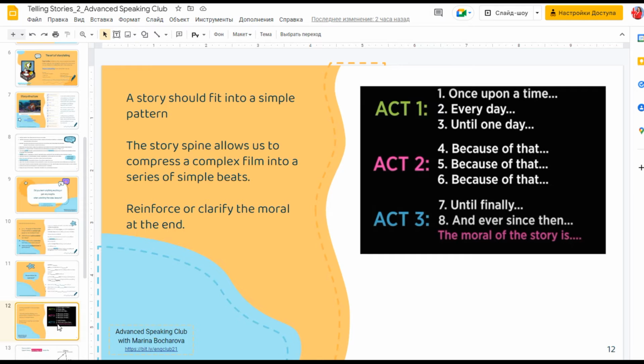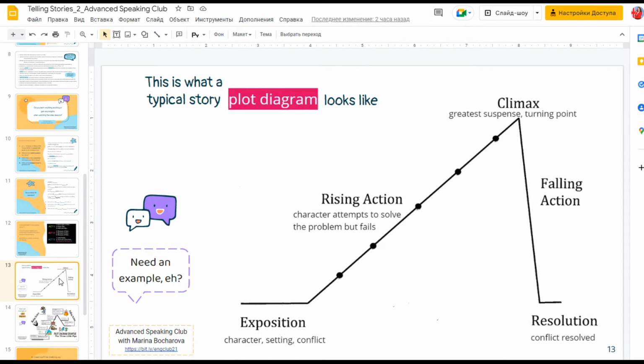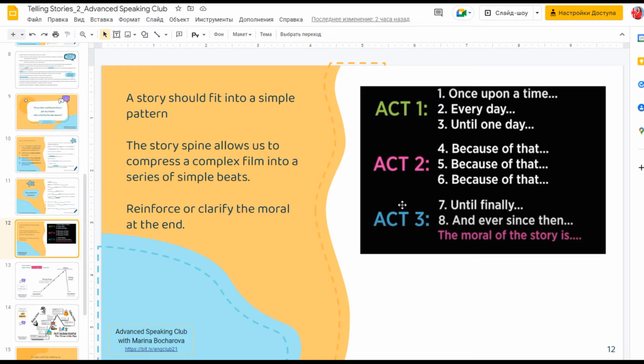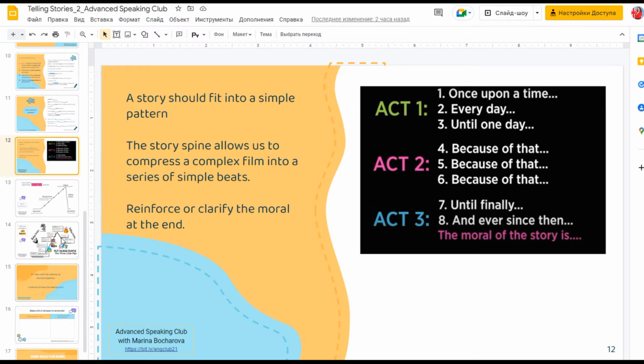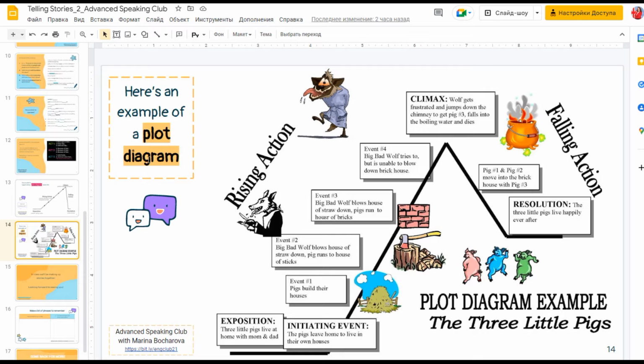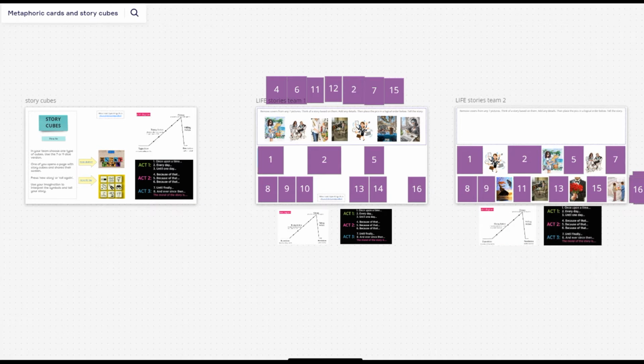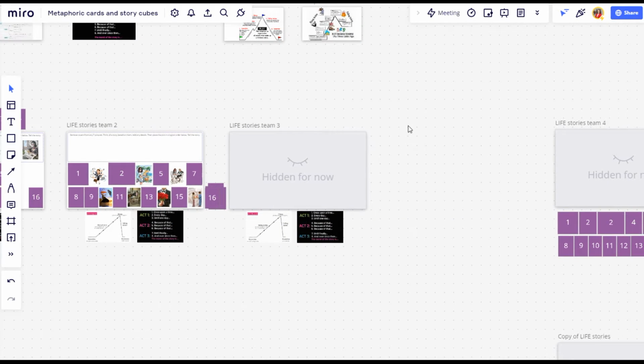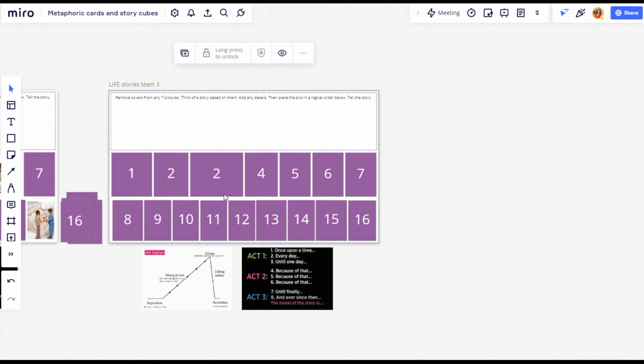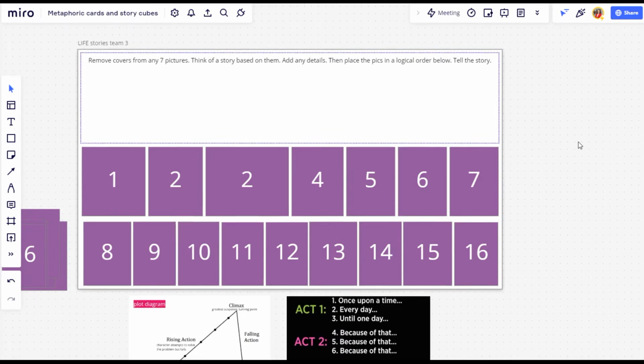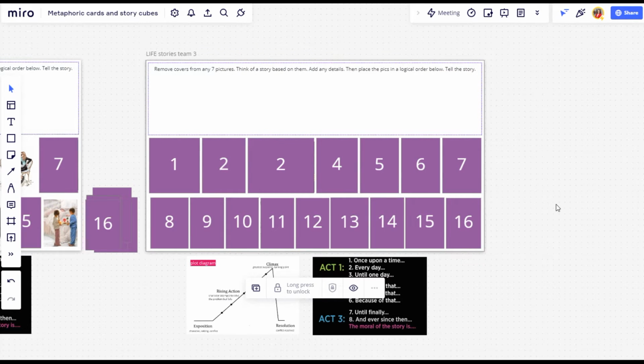Okay, good. And then we just looked very briefly at the story structure, the more typical one, 3 acts suggested by Pixar. There's an example too, from this very famous thing, The 3 Little Pigs. But the main thing happened later. What we did was we moved to my Miro board, where I prepared something like this. Let me show you, in its unchanged initial state.